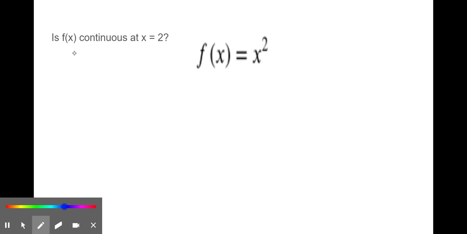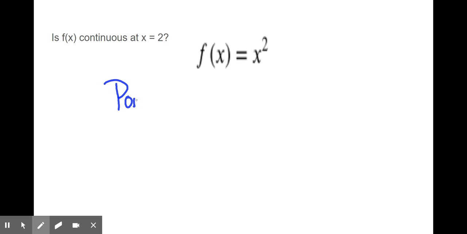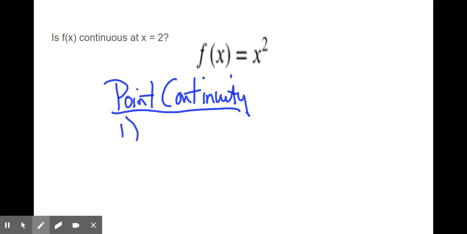So let's take a look at this function. It's a really easy one. Is f of x continuous at x equals 2? Well, if I want to see if a function is continuous at a point, I just got finished singing about point continuity. And I know that there have to be 3 things that have to be true. The Jackson 5 taught me that, right? 3 things have to be true for this function to be continuous at x equals 2.